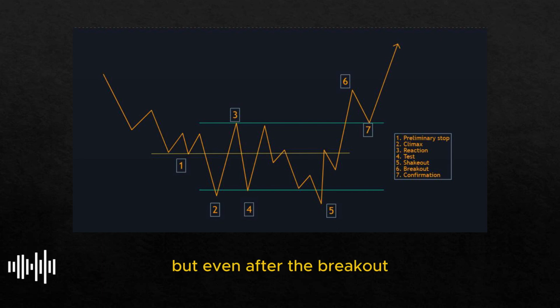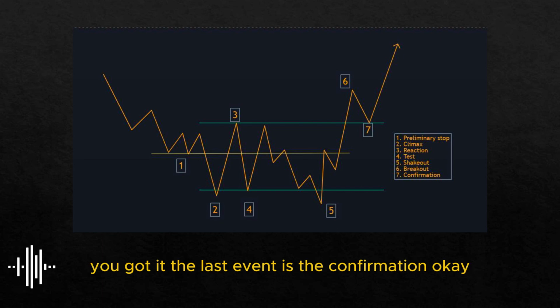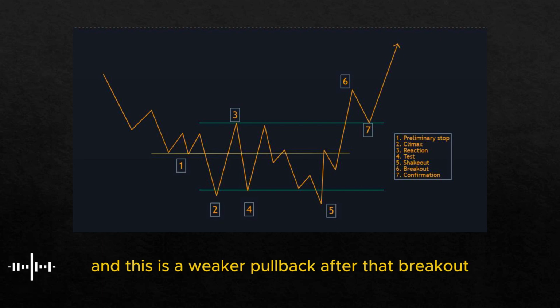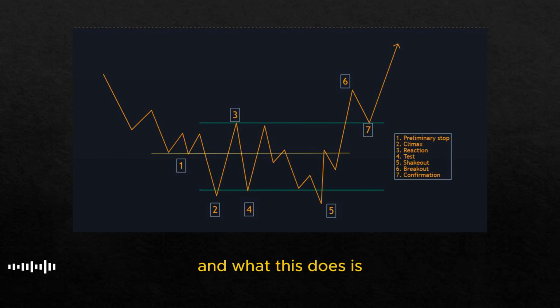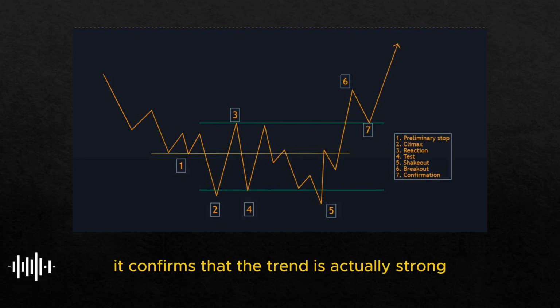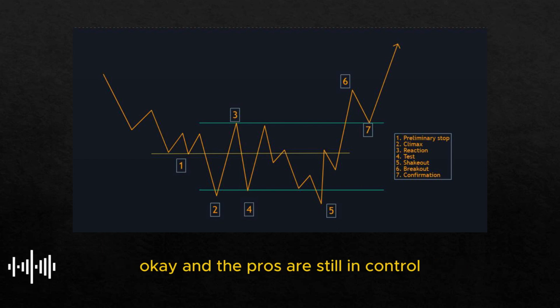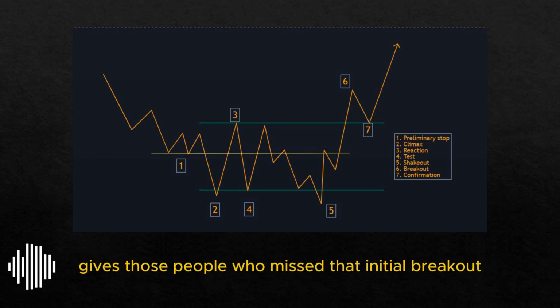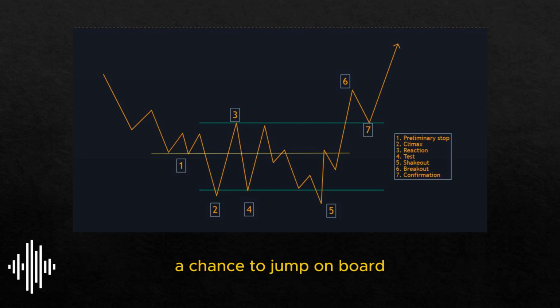But even after the breakout, there's one last event, right? Something about confirmation. You got it. The last event is the confirmation. Okay. And this is a weaker pullback after that breakout. What this does is it confirms that the trend is actually strong, and the pros are still in control. It basically gives those people who missed that initial breakout a chance to jump on board.